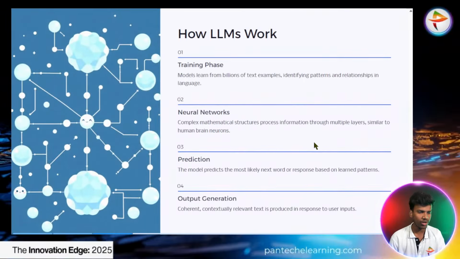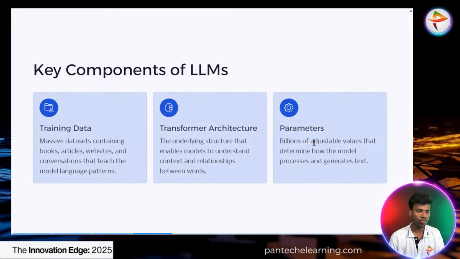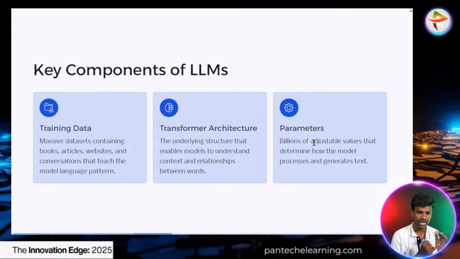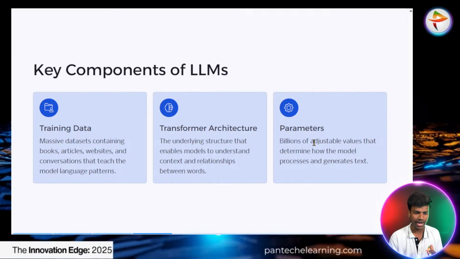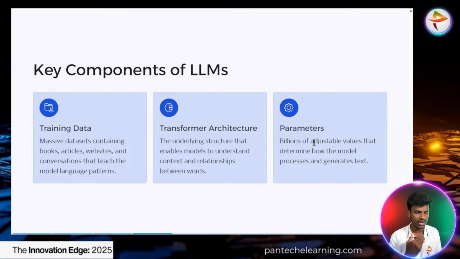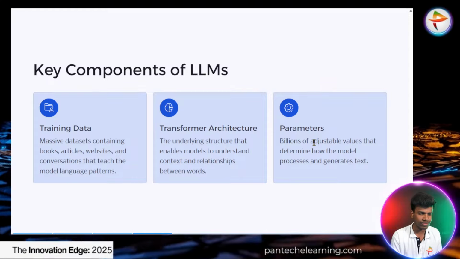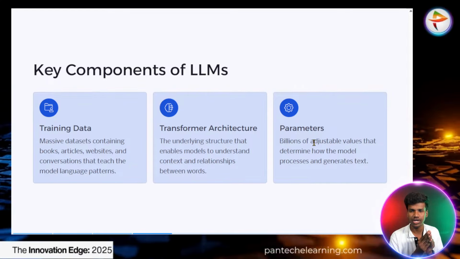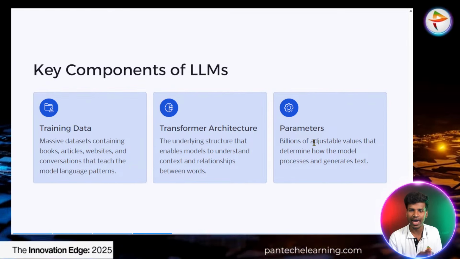Everything we will discuss: how LLM works, then key components of LLM. So what are the key components? Training data, transformer architecture, and parameters. Training data is a massive data set containing books, articles, websites, and conversations, and that teaches the model language patterns.